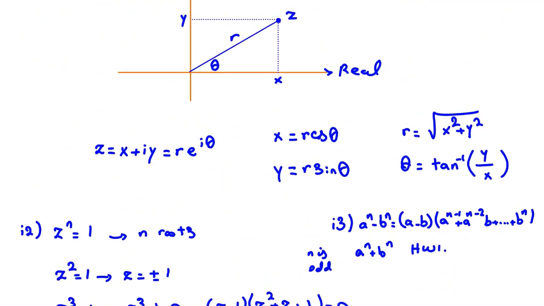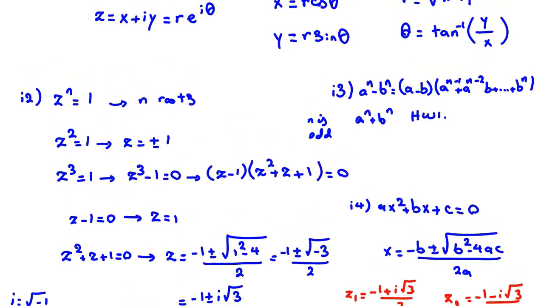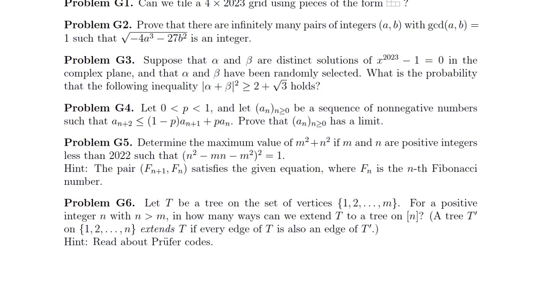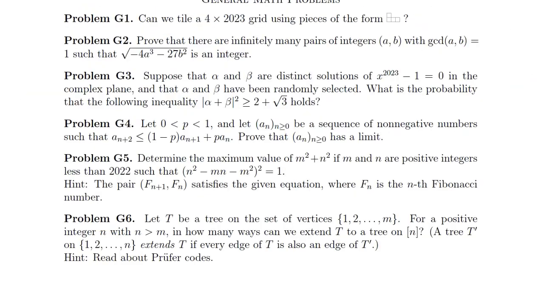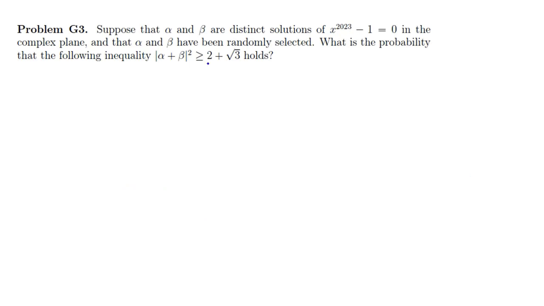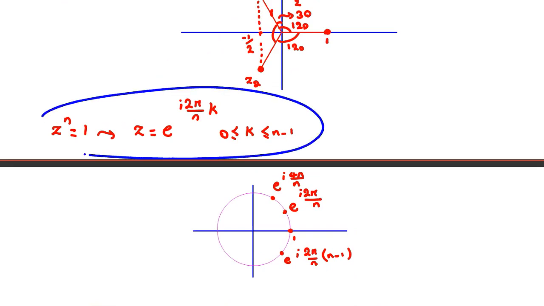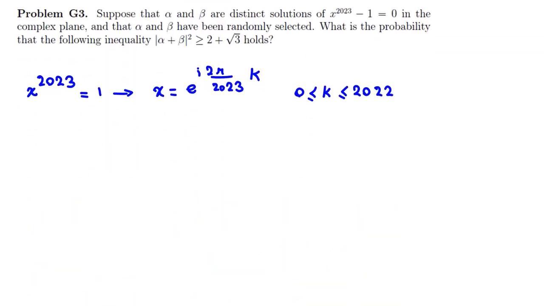So we have n answers like this. These are our answers. Now, we found this, so let's focus on the problem. Because x to the 2023 minus 1 equals 0, so x to the 2023 equals 1. So the answers are e to the i 2 pi over 2023 times k, where k is at least 0 and at most 2022, because of this part.